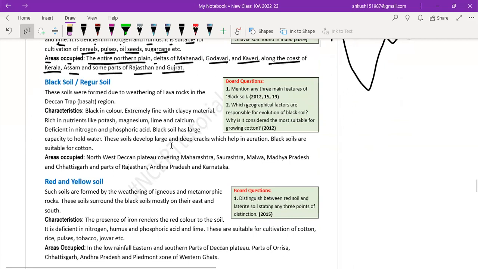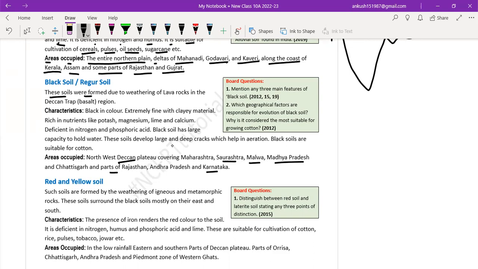Black soil is a very important soil which can retain water like alluvial soil. This soil can be found here in the Chota Nagpur plateau and here in Maharashtra, some part of Madhya Pradesh as well. This is also called the Deccan plateau: Maharashtra, Saurashtra that is in Gujarat, Madhya Pradesh, Chhattisgarh, and some parts of Rajasthan, Andhra Pradesh, and Karnataka as well. But first of all, we'll see what is black soil.